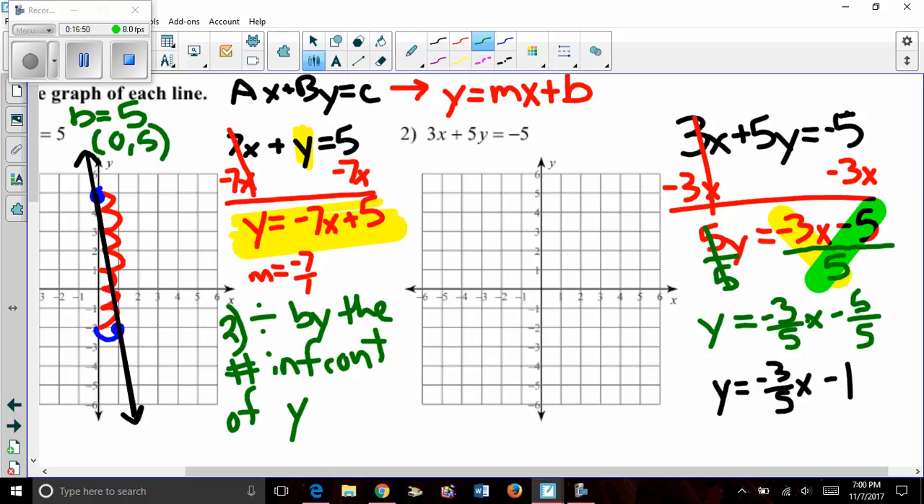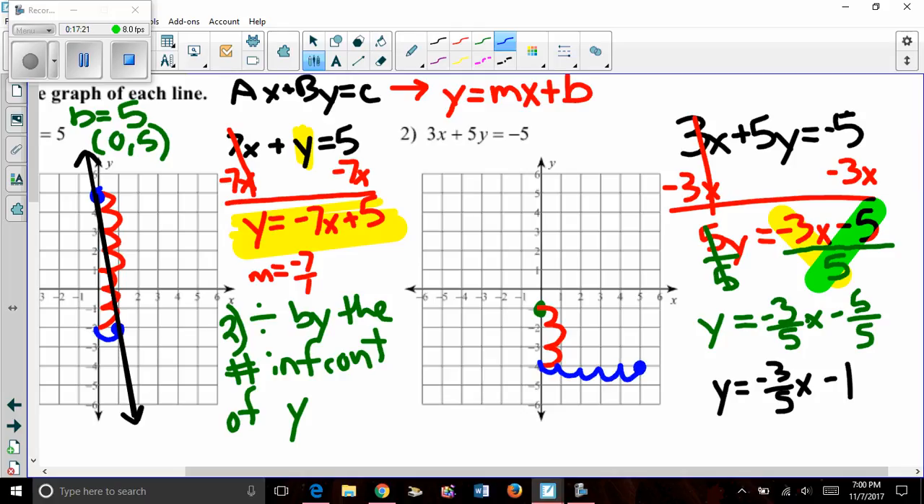So let's go ahead and graph our pieces. We have a y-intercept of negative 1. So on the y-axis, I'm going to put a dot right here at negative 1. Now let's do our slope. The negative 3 on top tells me to go down 1, 2, 3, followed by the 5, which tells me to go to the right because it's positive. 1, 2, 3, 4, 5.